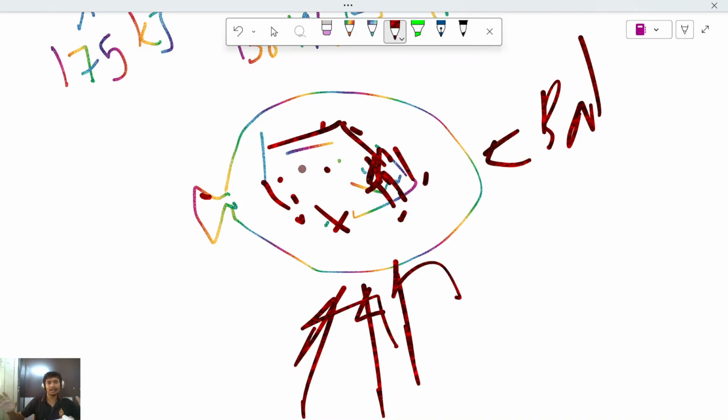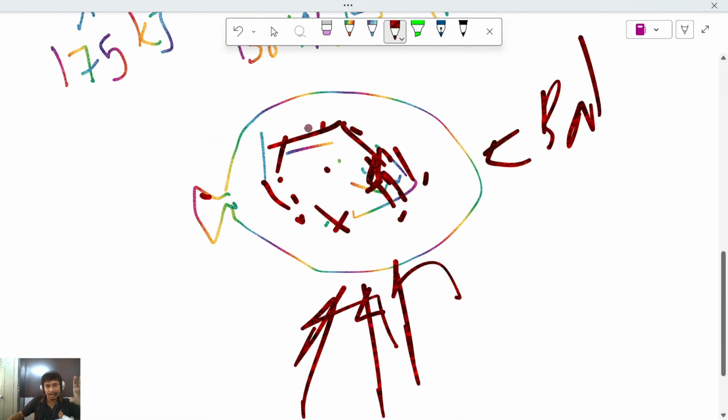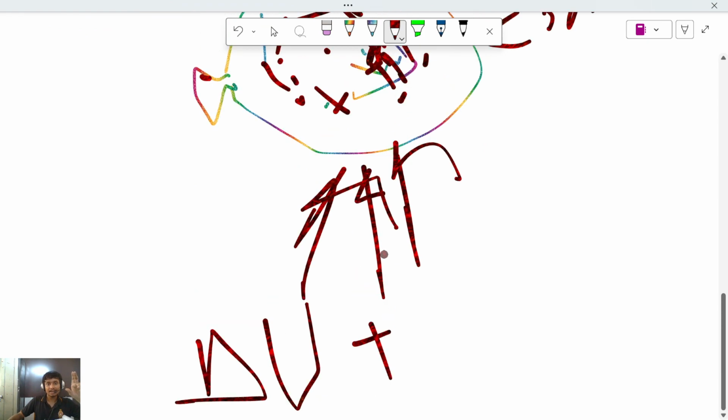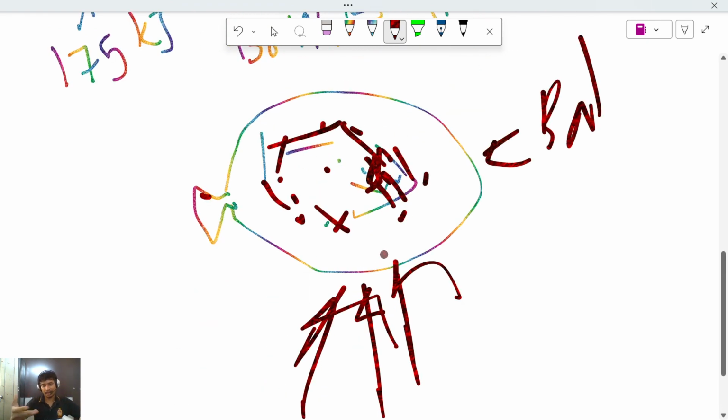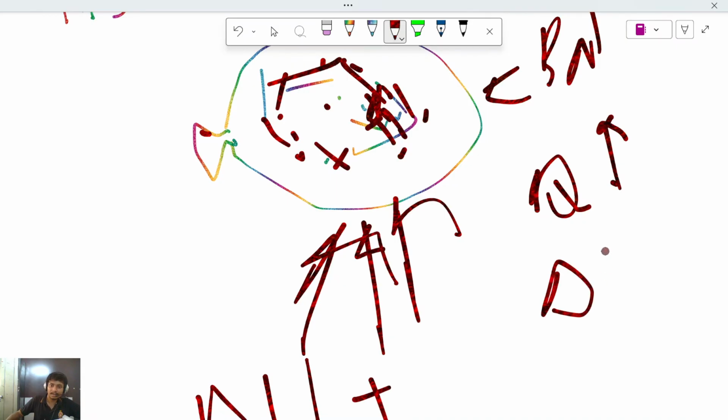Therefore, the heat of the gas will be increased. Not only the heat of the gas, we can say that delta U, the internal energy of the gas, will be increased if we input heat to the balloon. Therefore, if you increase Q, delta U, the internal energy, will increase.